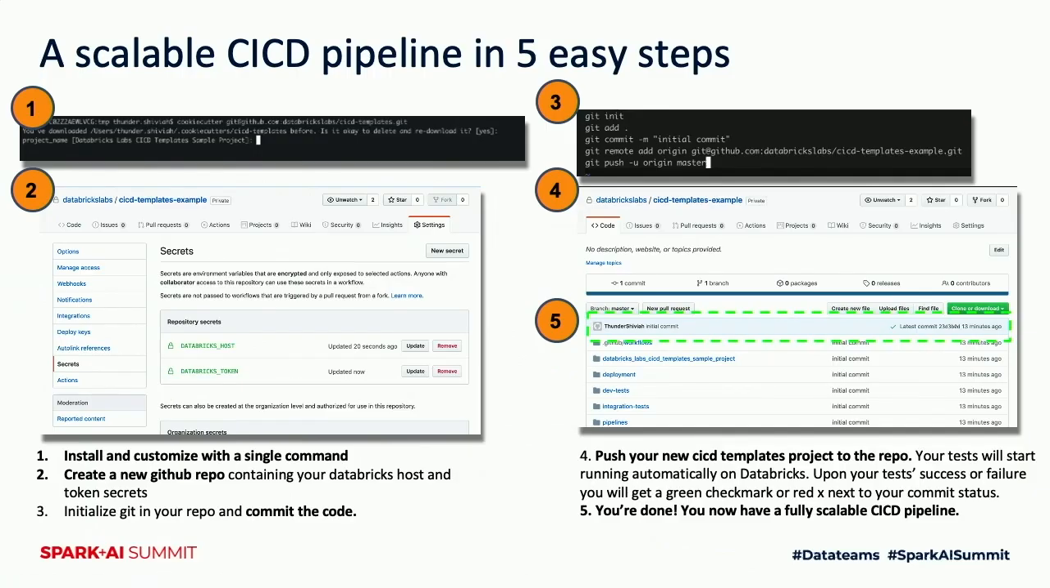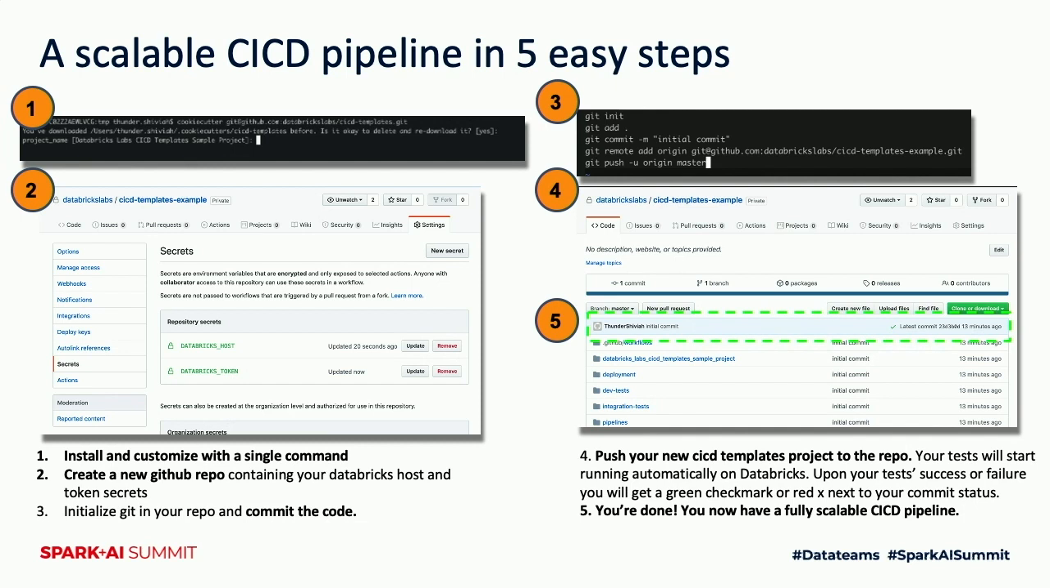How this works in practice is that a user would start by running the command cookie cutter followed by the CI/CD template GitHub repo. This would download it from GitHub and then ask you a series of questions like project name, authors, where you'd like your ML experiment to live, for instance.